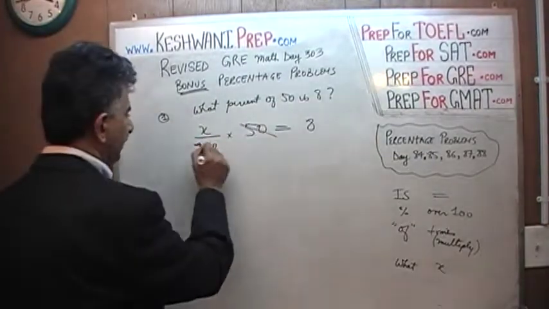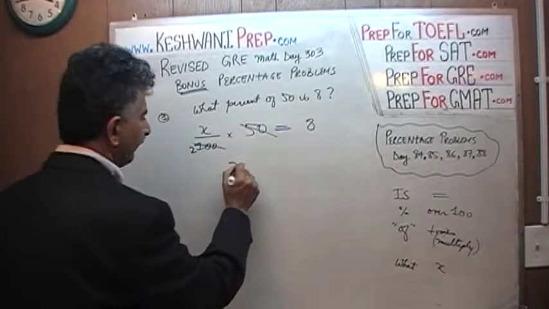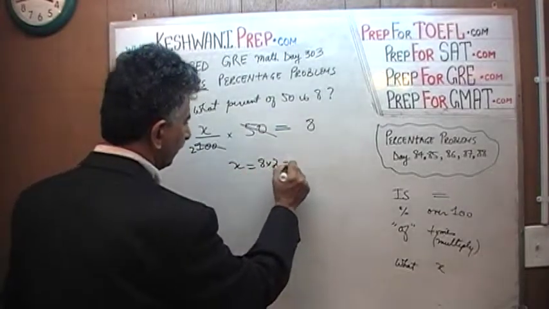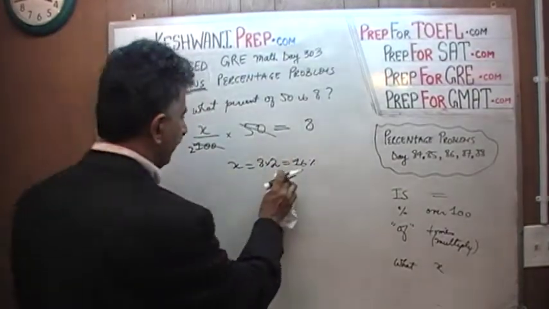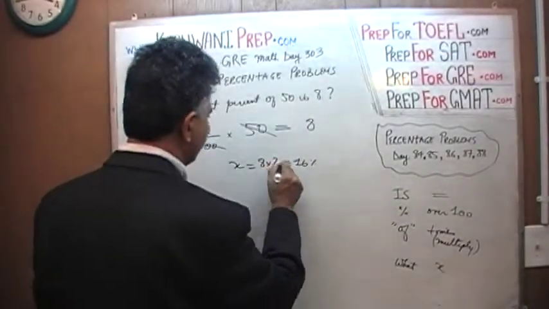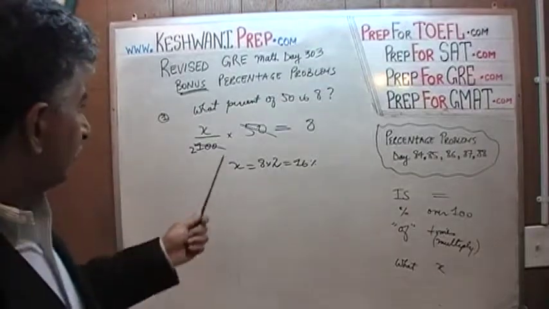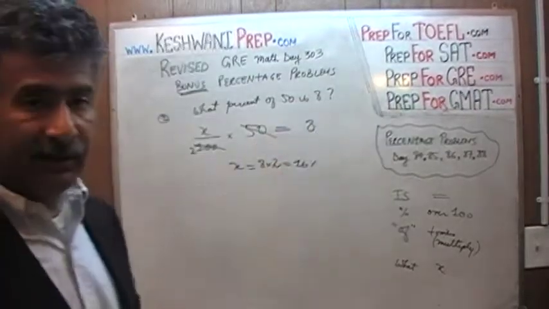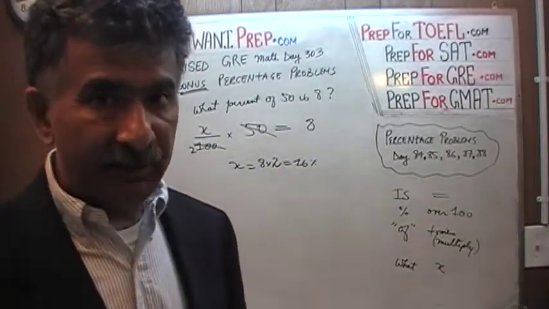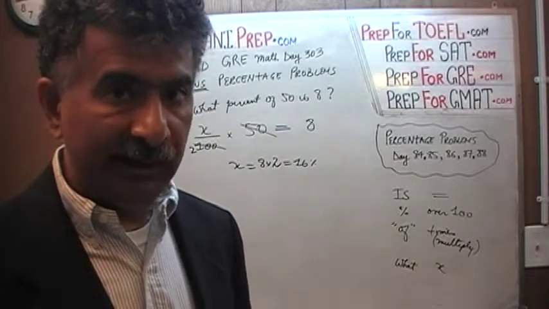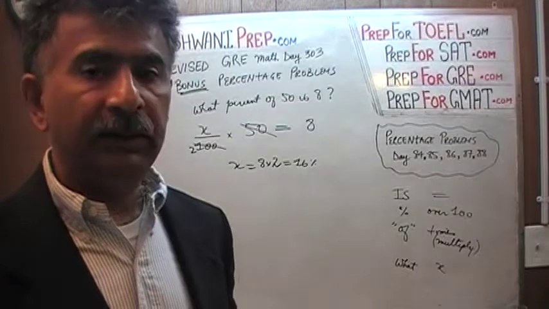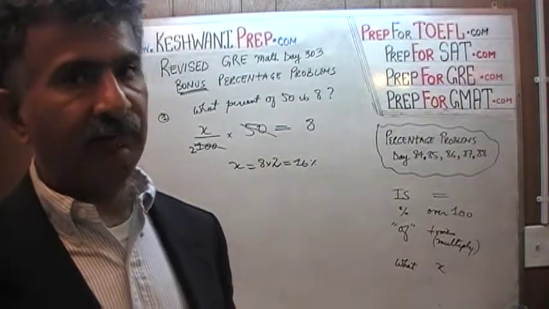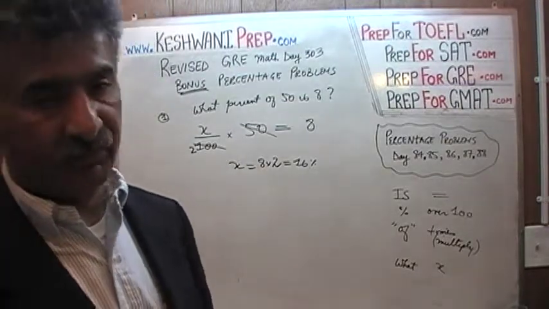If we divide top and bottom by 50, it becomes 2. So x is simply 8 times 2, or 16. Which makes perfect sense because the question was what percentage of 50 is 8? 8 is 8% of 100. If 8 is 8% of 100, then it stands to reason that 8 should be 16% of 50, because 50 is half of 100. So the percentage is going to be twice as much.